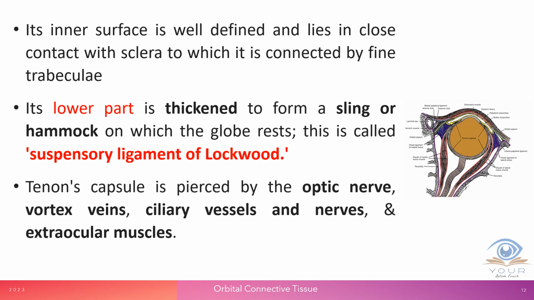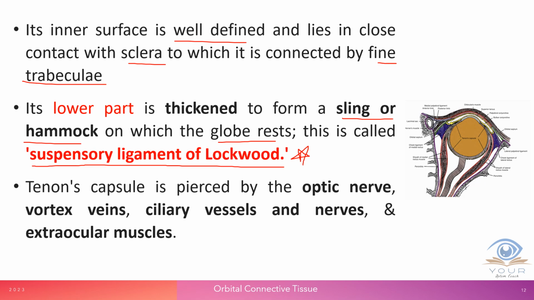Its inner surface is well defined and lies in close contact with the sclera, to which it is connected by fine trabeculae. The lower part is thickened to form a sling or hammock on which the globe rests. This is called the suspensory ligament of Lockwood. So this can be asked as an MCQ, that it is formed by the thickened lower part of the Tenon's capsule.